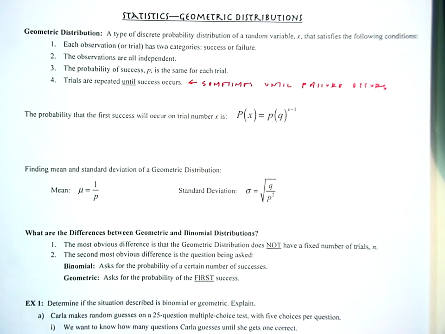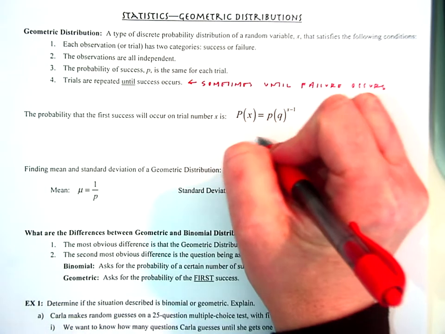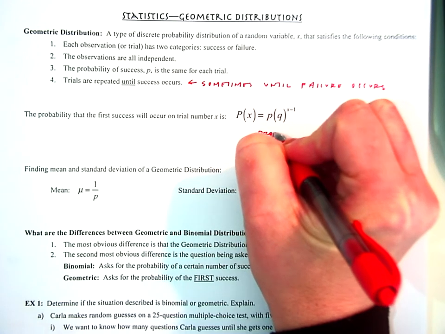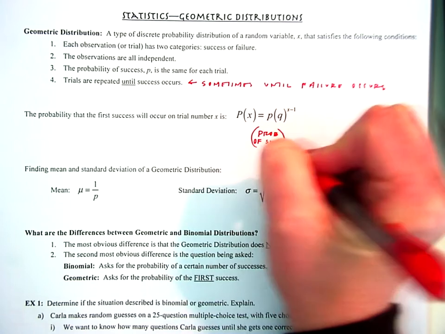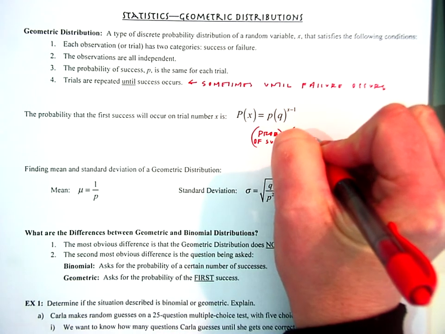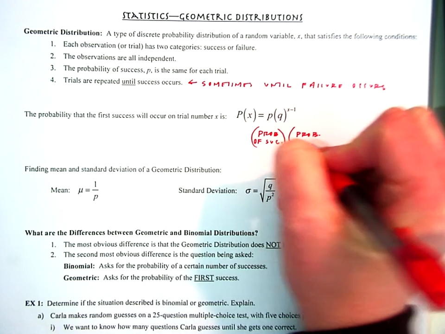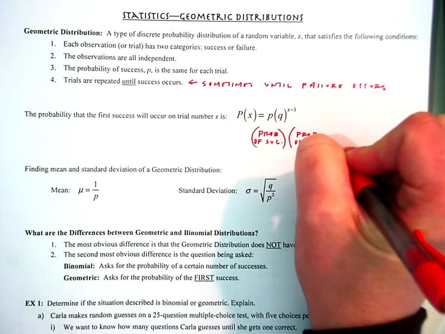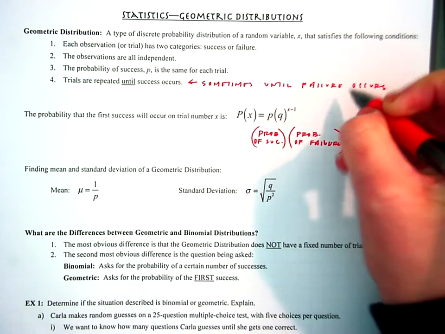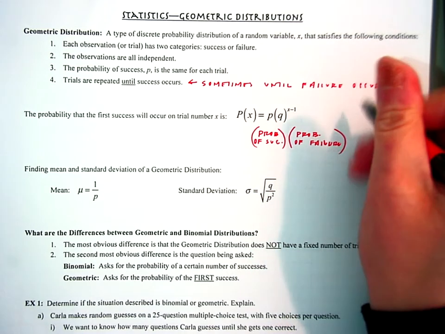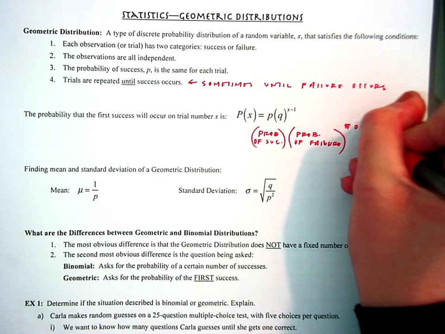Okay, so our formula is pretty user-friendly. The probability that the first success will occur on trial number X is going to be, here the P is the probability of success. Okay, the Q is the probability of failure. And then it's raised to, really, the count of failures, the number of failures.